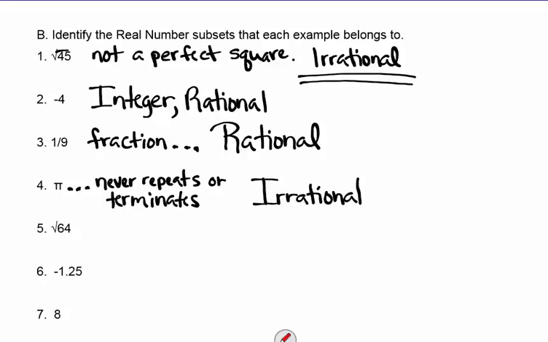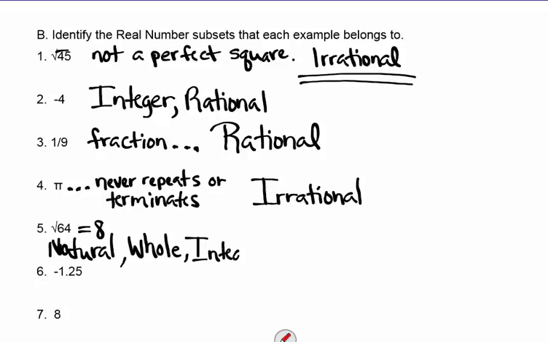The next one is the square root of 64. Well, the square root of 64 equals 8. And 8 is a natural number. It is also a whole number. It is also an integer. And it is a rational number.